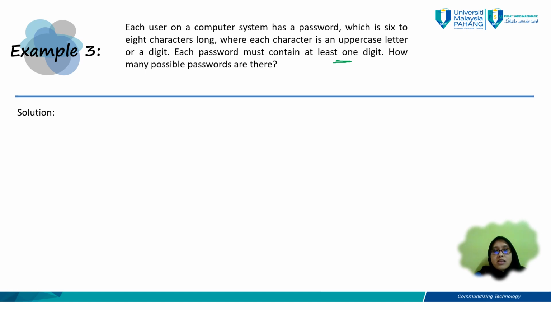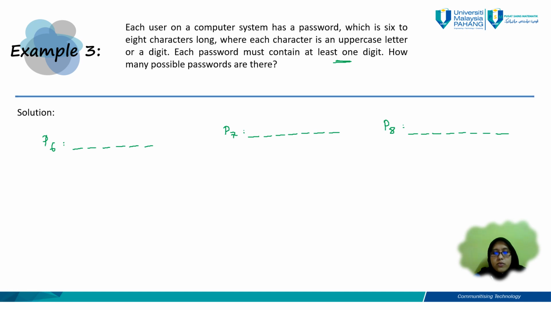The first one is a password with 6 characters. That means the first 1, 2, 3, 4, 5, and 6. This is a password with 6 characters. The second task is a password with 7 characters, so we have 1, 2, 3, 4, 5, 6, 7. And the last task, we need to create a password with 8 characters. That means we have 1, 2, 3, 4, 5, 6, 7, and 8.